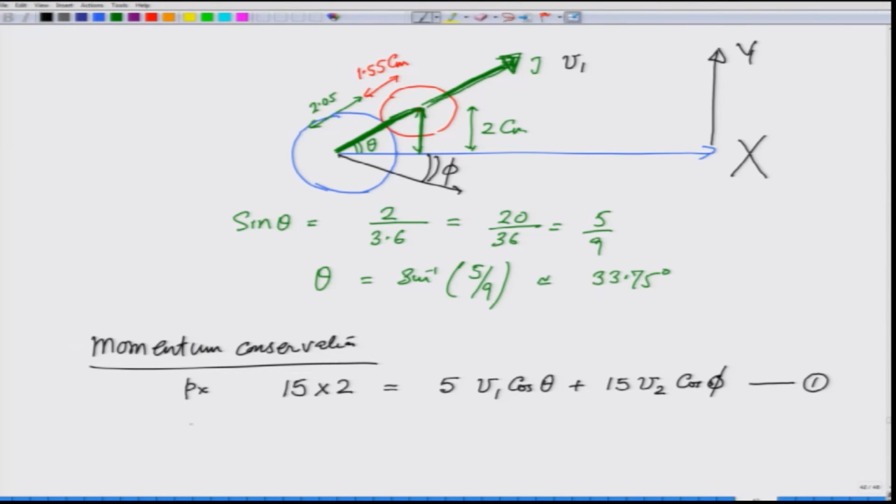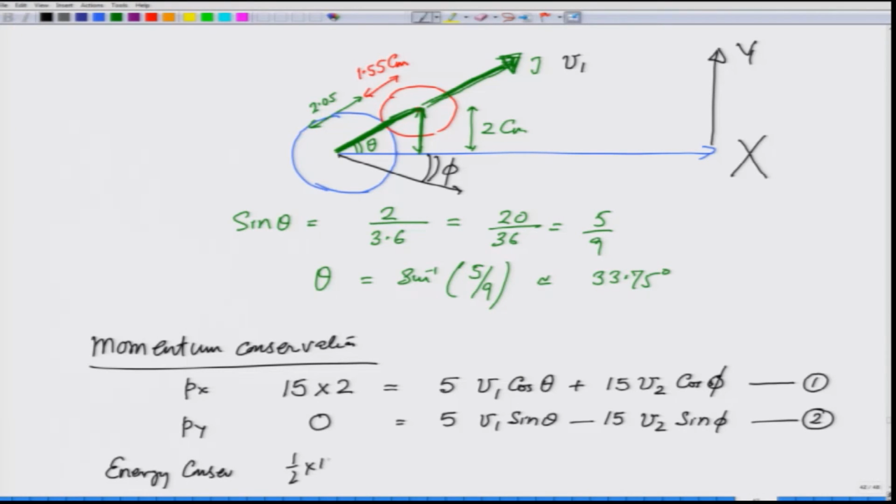So, this is Px. For Py, initial momentum in the y direction is 0, and this is going to be 5 v1 sine of theta, again anticipating that they will move in the opposite direction in the y direction, is going to be 15 v2 sine of phi. That is my equation number 2. Equation number 3 is going to be energy conservation, and that will give me 1/2 times 15 times 2 square is 4, that is the initial kinetic energy, is going to be 1/2 times 5 v1 square plus 1/2 times 15 v2 square.